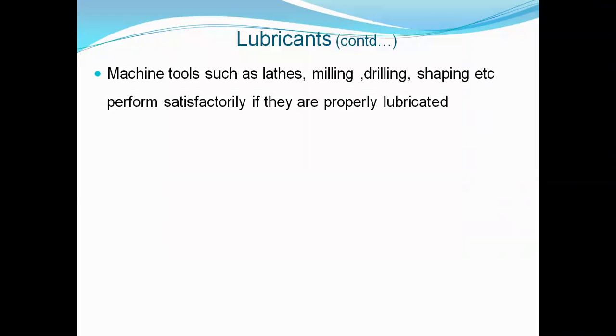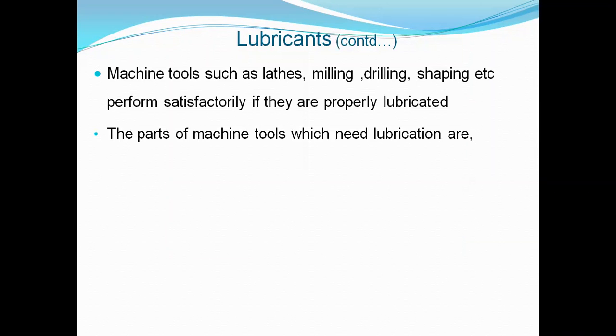Machine tools such as lathes, milling, drilling, and shaping machines perform satisfactorily if they are properly lubricated. The parts of machine tools which need lubrication are, first, slideways. On these slideways, the tailstock is moved, right? So for the metal to metal contact, we are using lubricant. And gearboxes: in the earlier diagram, we observed there are contact surfaces between the two gears. At that contact point, we are applying lubricant.